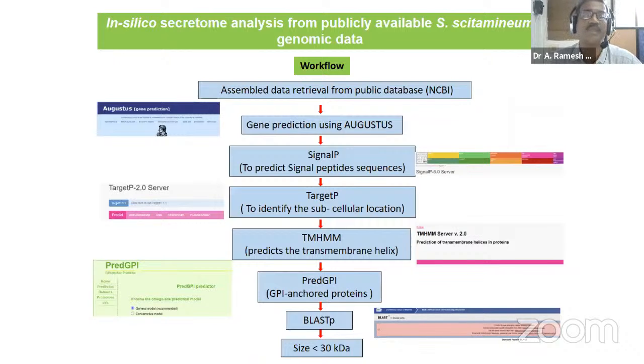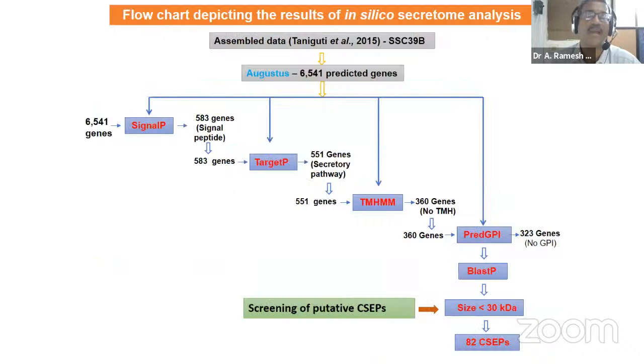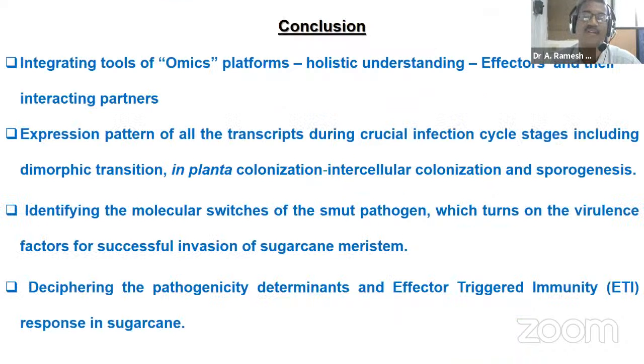And this is the last part of the presentation. We went on to mine the secretome of Sporisorium scitamineum. To sum up, after passing through different stages of screening and filtering using different bioinformatics platforms, we ended up identifying around 82 candidate secreted effector proteins. So to conclude, we are trying to integrate the different tools of the omics platforms so that we end up with a holistic understanding of the role of effectors in the sugarcane smut pathogen interaction.